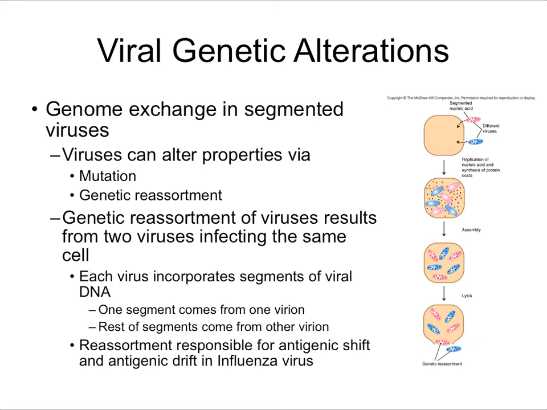So I have a couple of special topics that I want to cover. First off, what are called viral genetic alterations. So every year there's a cold and flu season. And every year, even if you had a cold last year, you could get another cold this year. In fact, you could get two colds this year. You could get three colds this year. There's a whole bunch of colds you could get this year.